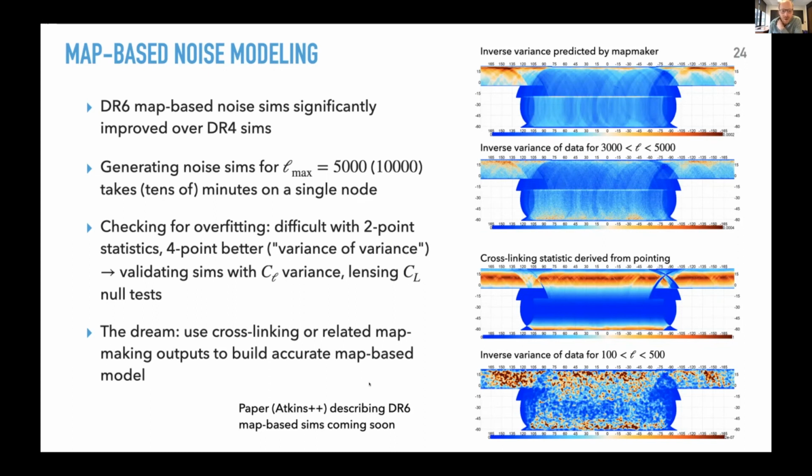For SO, I think this method is very promising, but it would also be very interesting to think about whether we can move beyond a purely empirical method like we're doing now, and really try to rely on some statistics that the map maker can provide us, such as a hits map and a cross-linking map, to help us build this model, because we do understand where a lot of the structure in the noise comes from. So I think this will be a great project for us to work on.